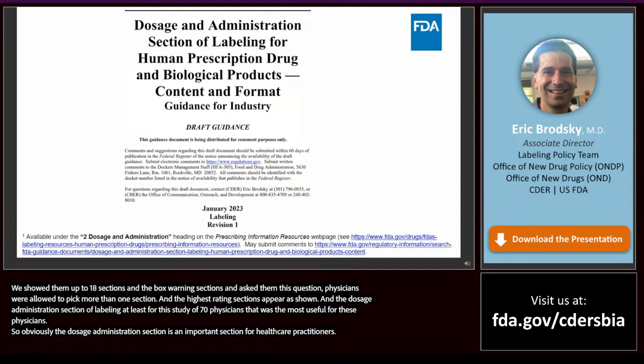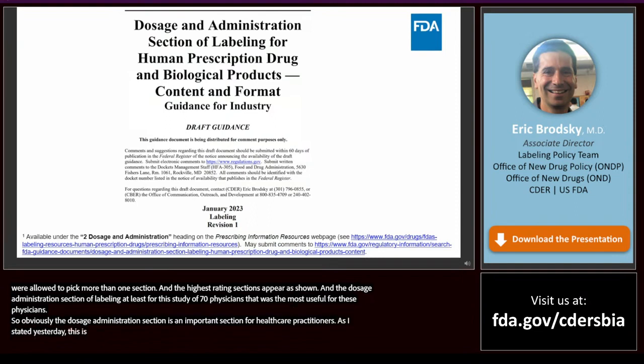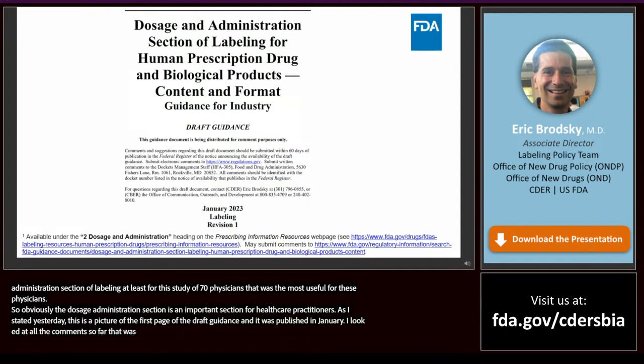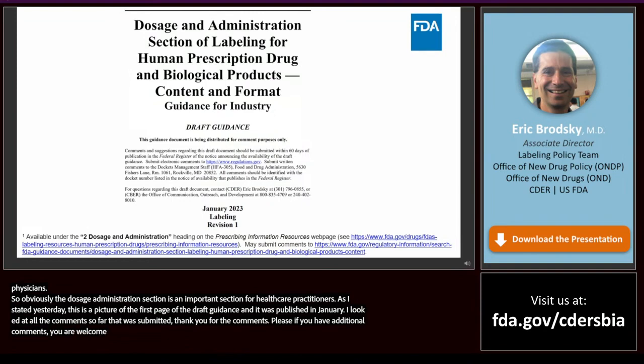As I stated yesterday, this is a picture of the first page of the draft guidance. It was published in January. I looked at all the comments that were submitted so far. Thank you for the comments. Please, if you have additional comments, you're welcome to submit them to the docket. And we will consider all comments prior to finalization of this guidance.